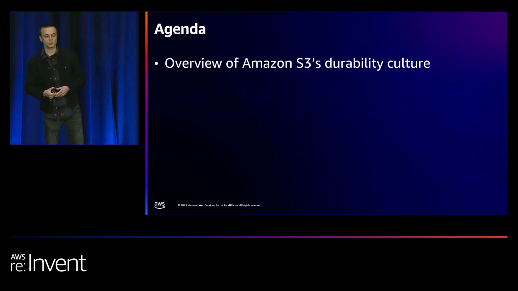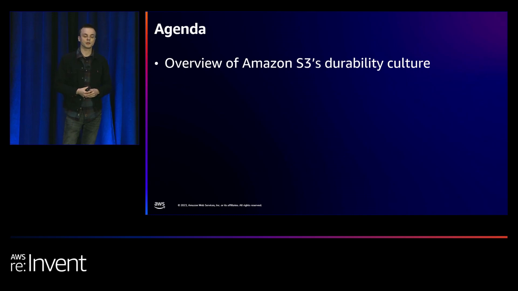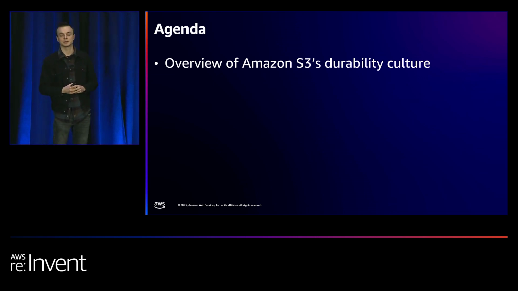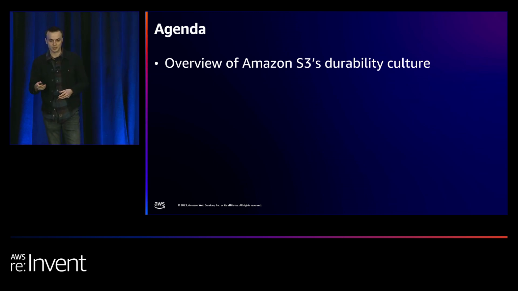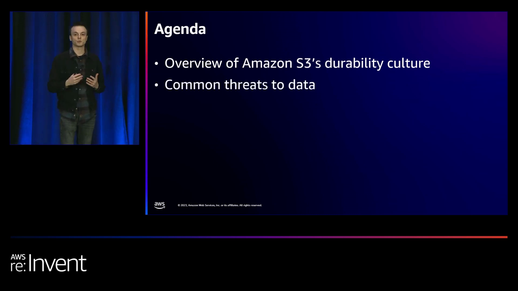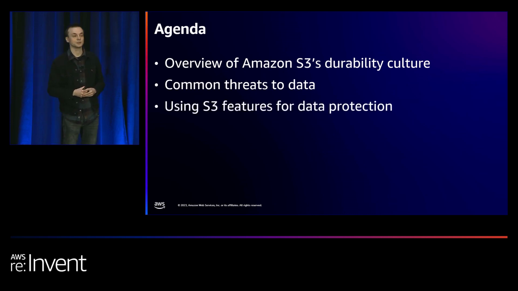So let's just quickly go over the agenda. We're going to start off with an overview of Amazon S3's durability culture. So we'll learn about what is durability, how do we think about durability. And we'll also learn about the architecture and mechanisms that S3 has which keep your data safe. Afterwards, we'll learn about the different threats that pose a risk to your data. And we'll learn how to mitigate these threats using S3 features. Let's get started.